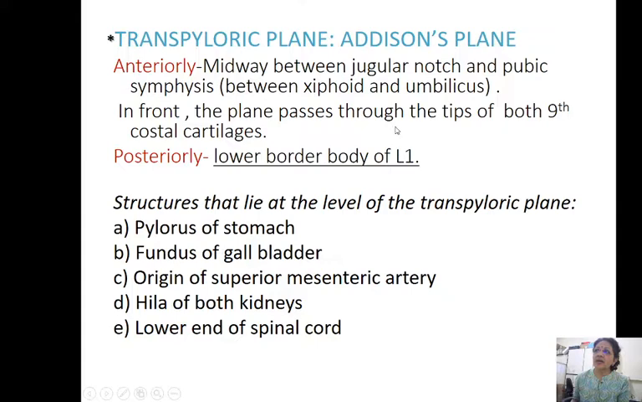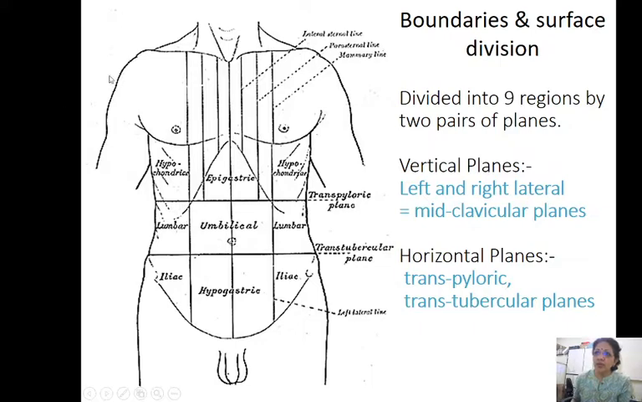In front, the plane passes through the tips of both ninth costal cartilages. Posteriorly, it corresponds to the lower body of L1. You can't see the vertebrae, but if this plane were to hit the back wall, it would go through the L1 vertebra. This is very important. It is a standard landmark, no matter what the position of the patient. This plane is very critical as a baseline cut to the abdomen, so you must know everything.